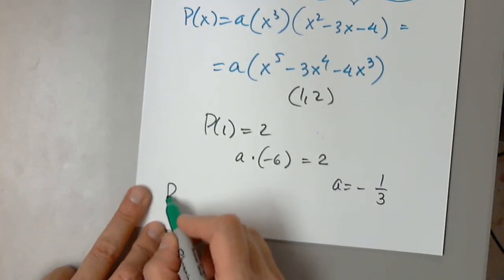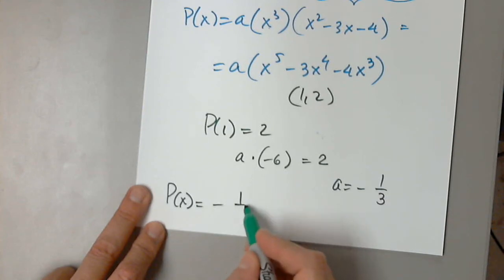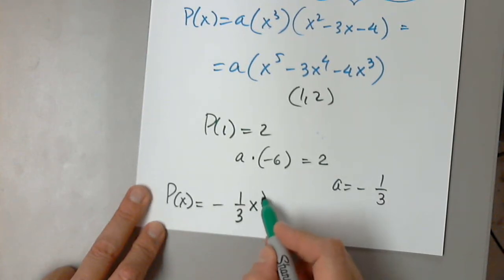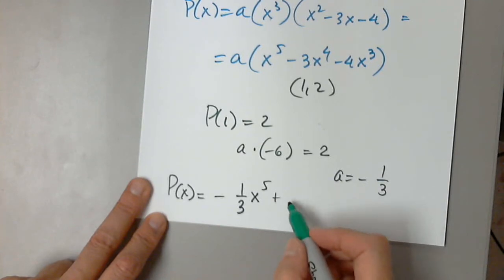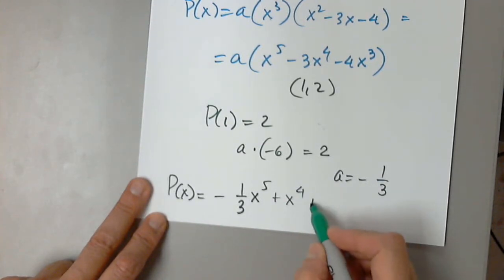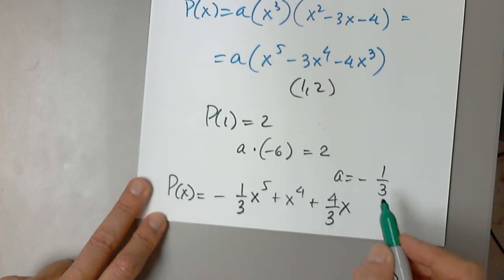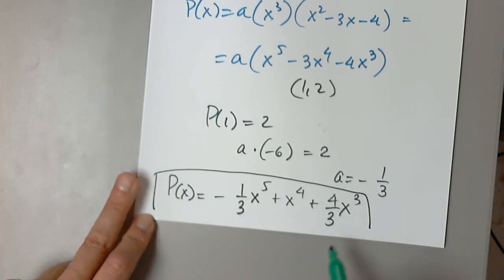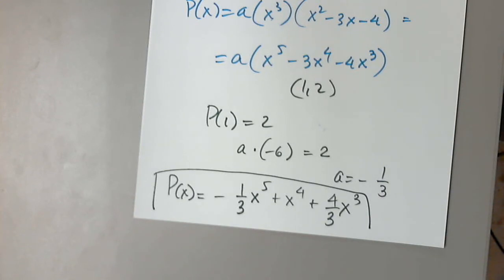So here's our polynomial. P of x equals negative 1/3 x to the 5th, plus x to the 4th, plus 4/3 x cubed. And this is the only polynomial that fulfills the given conditions. It passes through 1, 2, and it has the given solutions. Three of them are 0, one of them is 1, one of them is negative 1, and the other one 4.